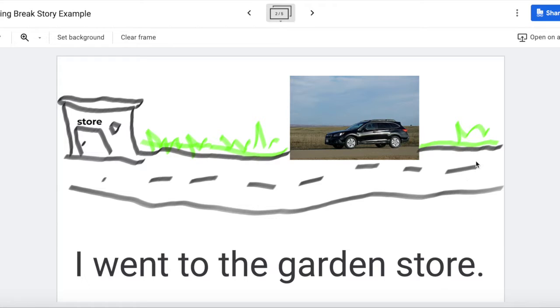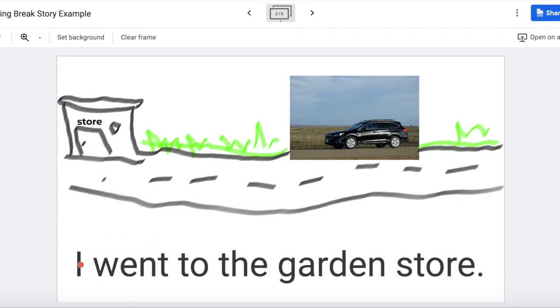You can see in my picture I did a combination of adding pictures from Google and also drawing with the crayon tool. So there's a picture of the car going to the store. Now we know this is a sentence because it starts with a capital letter. It ends with punctuation, it ends with a period. It has the subject. Who is this sentence about? It's about me. I went to the garden store. I is the subject. The verb is went. That tells what I am doing in the sentence. I'm going somewhere. I went.